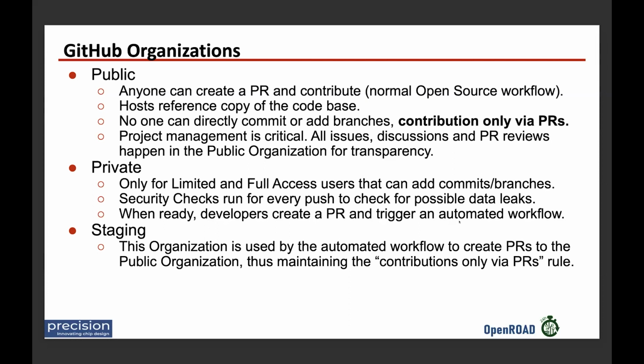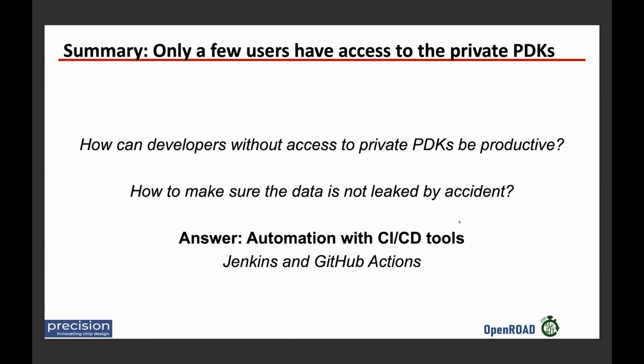So in summary, the main problem is that only a few users have access to the private PDKs. So how can developers without access to private PDKs be productive? And how do we make sure that data is not leaked by accident? The answer that we found was automation and CI/CD tools like Jenkins and GitHub Actions.